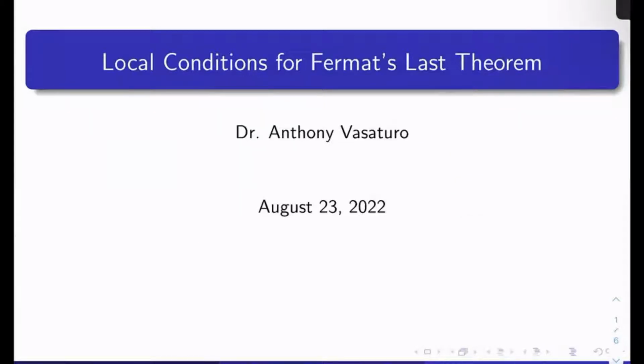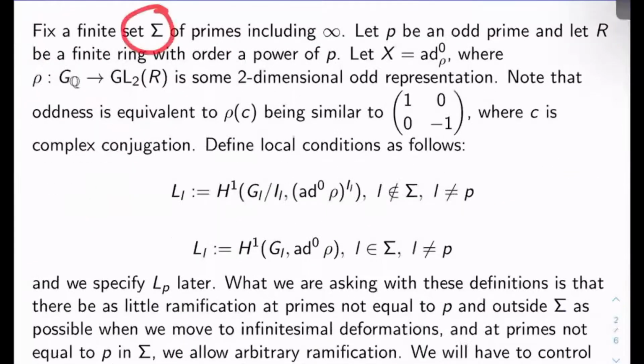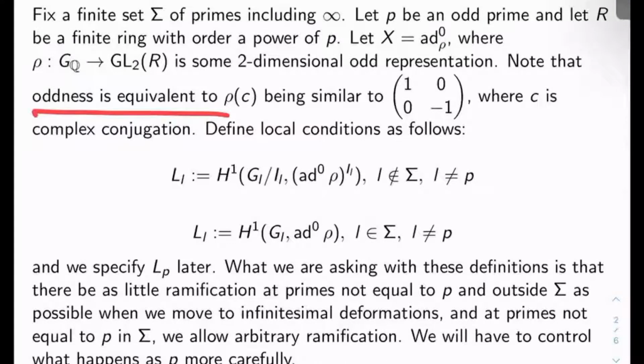Today we're going to be talking about the local conditions and the associated computations that go into the proof of Fermat's last theorem in just a little bit of detail. Okay, so first of all, let's fix a finite set Sigma of primes including infinity. Let P be an odd prime, and let R be a finite ring with order a power of P. We'll let X be ad zero rho, the action on the trace zero matrices, where rho from G_Q to GL2(R) is some two-dimensional odd representation. We'll just note that oddness is equivalent to rho(c) being similar to the matrix (1, 0; 0, -1), where c is complex conjugation.